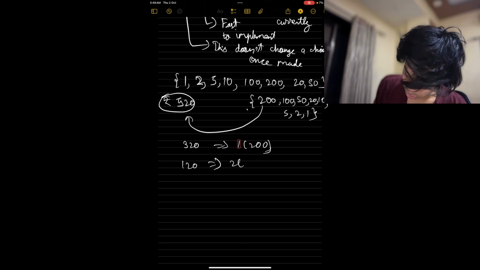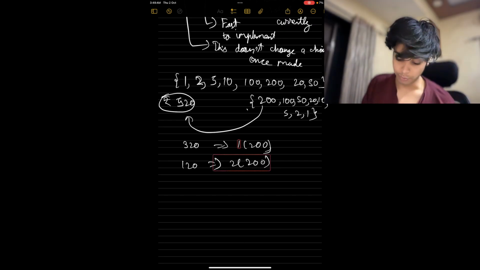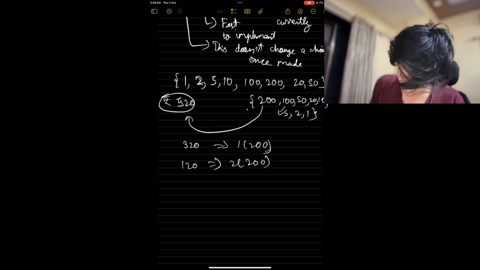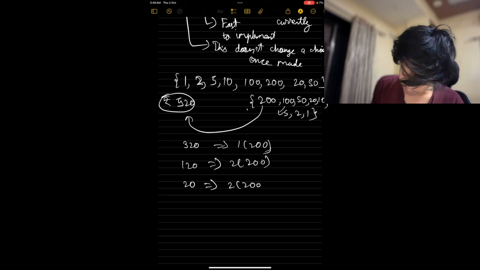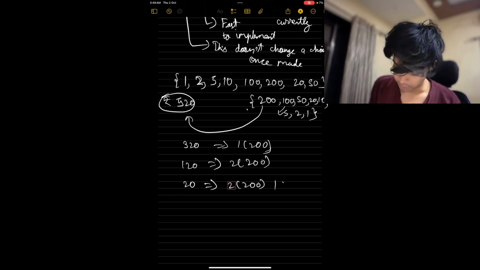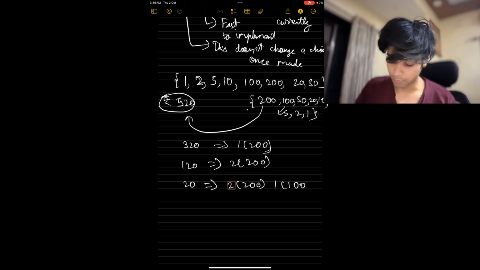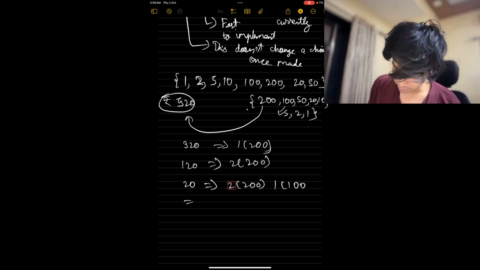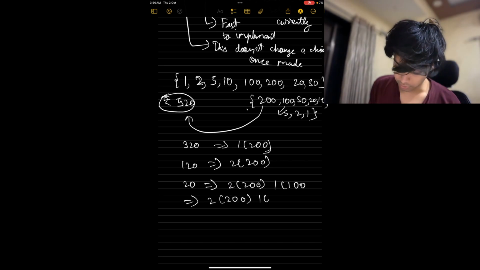Two notes of 200. Now 200 doesn't work. We'll proceed to 100. Does 100 work? Yes. Now I need 20 rupees more. 50 doesn't work, 20 works. I don't need any more money. Two notes of 200, one note of 100, and another note of 20 rupees.